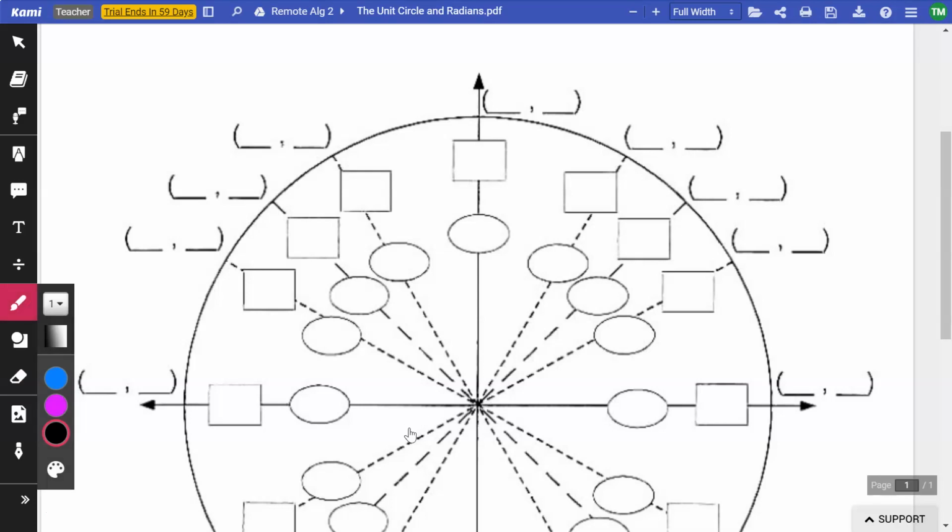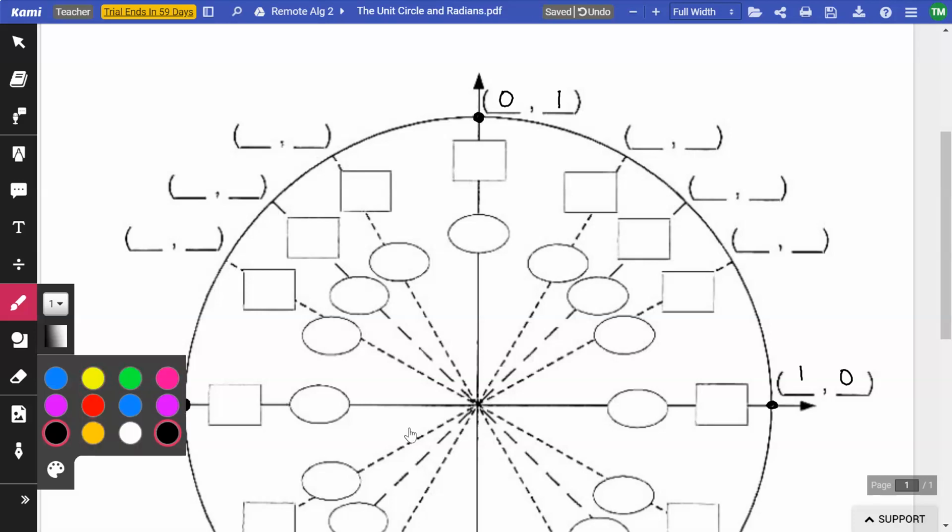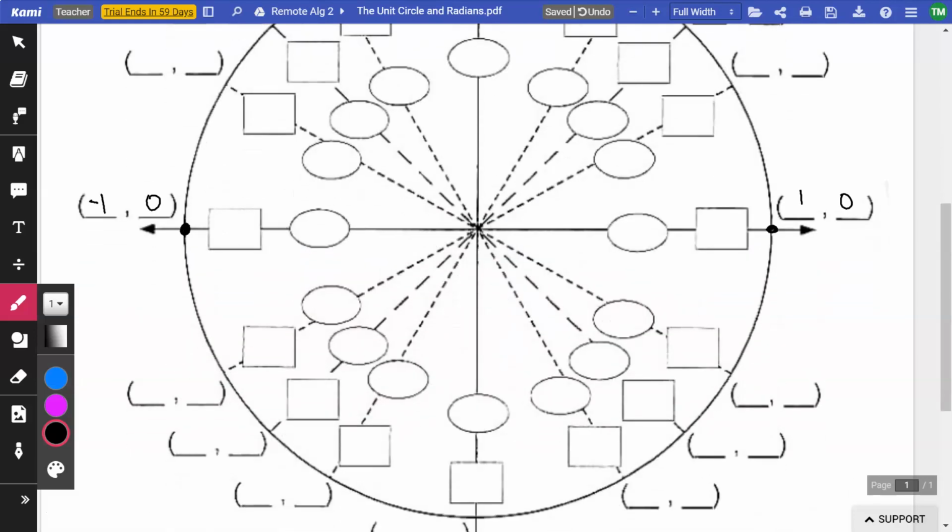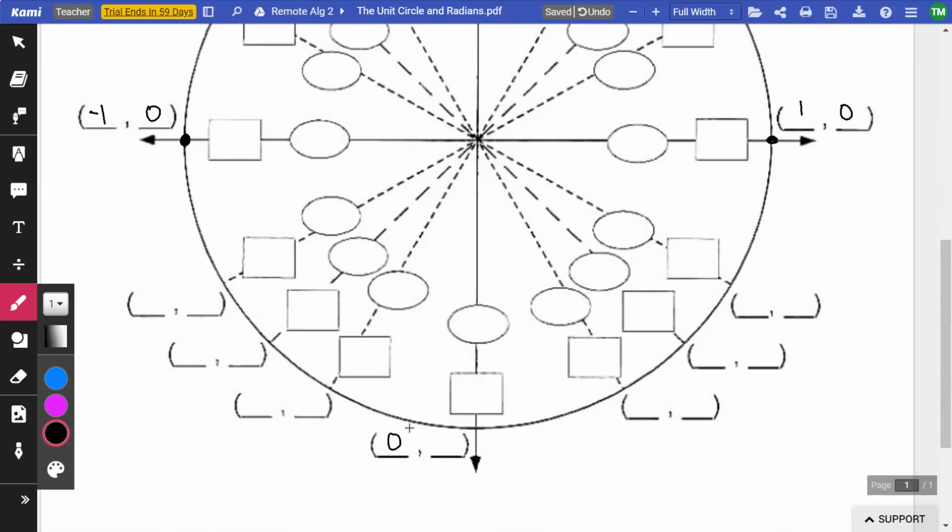So for the unit circle, we already know the 4 main points off the top of our heads. We know that this point here, because the unit circle does have radius 1, will always be 1, 0. The point on the positive y-axis up here will always be 0, 1. Then on the negative x-axis, it'll be negative 1, 0. And then on the negative y-axis, it'll be 0, negative 1.